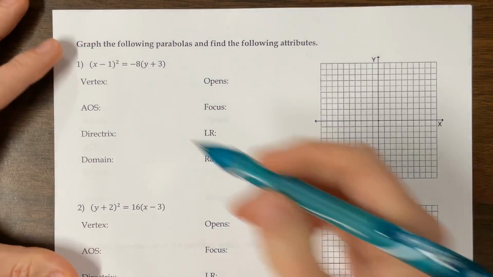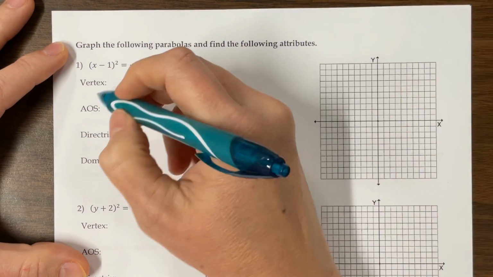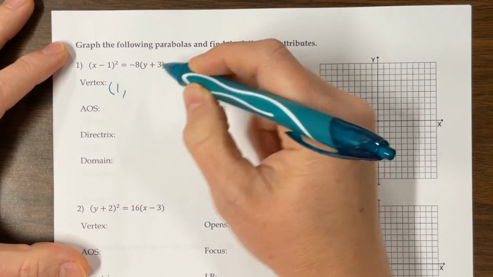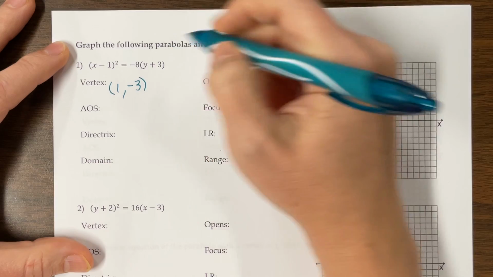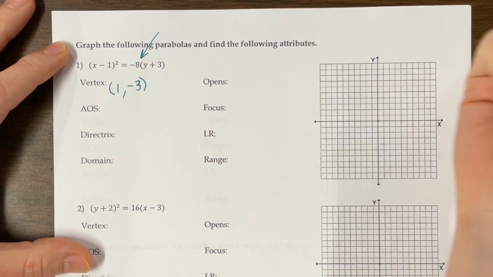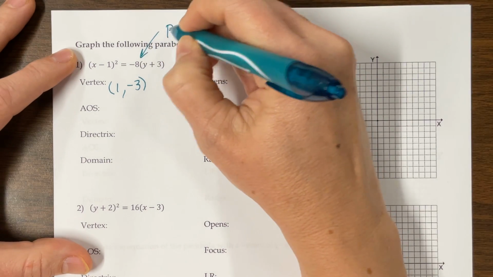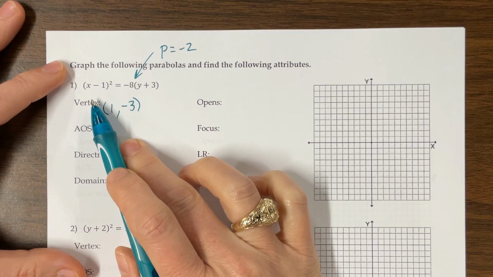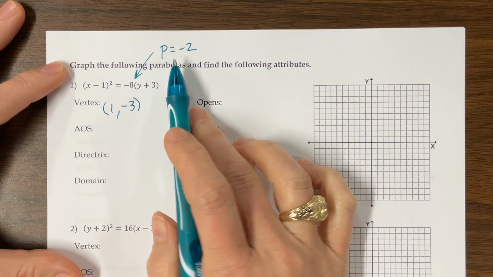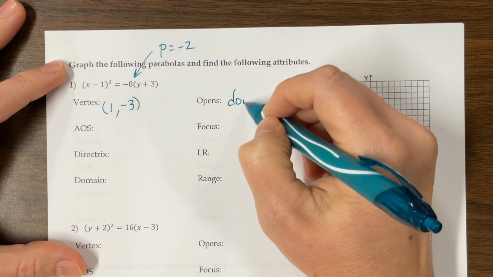Okay, so on this one, I have a vertex. My x coordinate is 1. My y coordinate is going to be -3. My p value, this is that 4p, so my p value is equal to -2. Since the x is squared, this is going to open up or down. Since p is negative, it's going to open down.